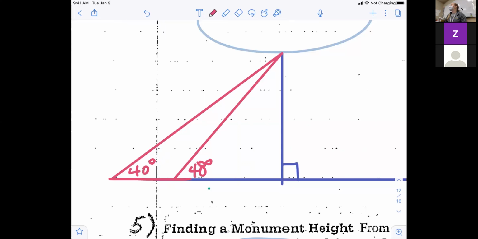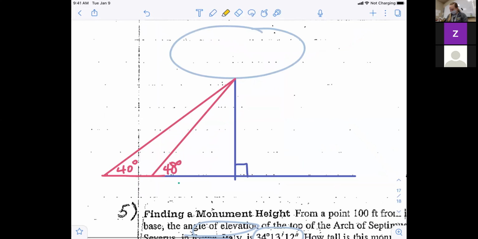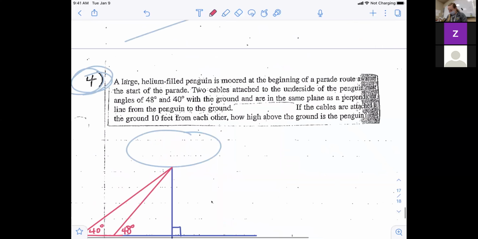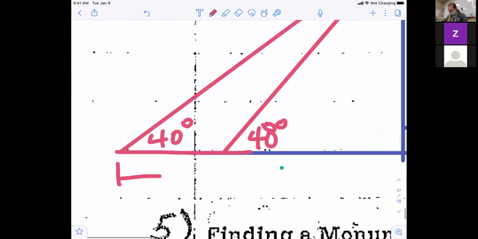Now, again, I had to look this up last period. I put them on the other side. So if it's a question that could be misconstrued, I'll make sure to give you the drawing, or I'll say something like they're on the same side of the perpendicular. So now it tells me that I want to find the height of the penguin. If the cables are attached from the ground 10 feet from each other, how high above the ground is the penguin? We know that the cables are 10 feet from each other.